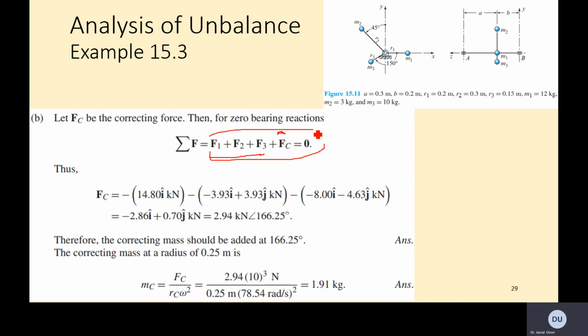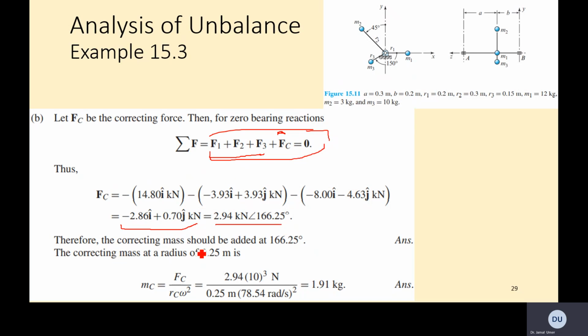So remember, we are not considering the bearing reaction forces which we determined in part A. We are just focusing on the masses which are given over here, right? So you plug in and find out. It's simple: you bring F1, F2, F3 to the other side and you work out what your FC is. That's the correction force you got. You can also write it in a different way, 2.94 kilonewton, by finding magnitude and angle together.